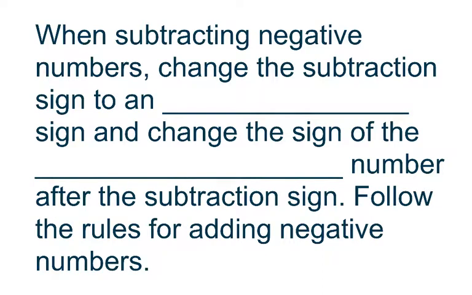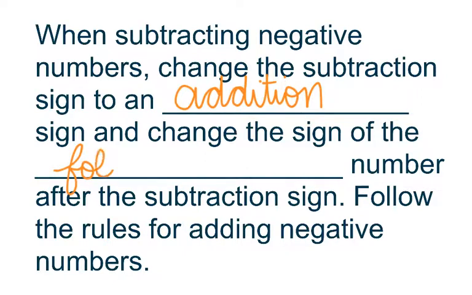It says when subtracting negative numbers, change the subtraction sign to an addition sign and change the sign of the following or the next number after the subtraction sign to the opposite, okay? So if you change the subtraction sign to addition and the following number is positive, it is now negative. If it was negative, it's now positive, and we'll show that in examples.